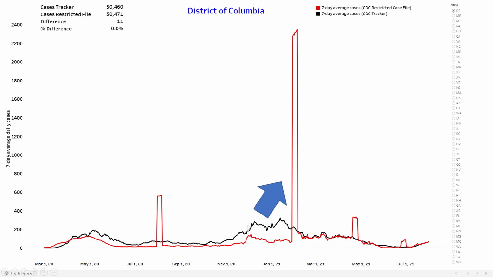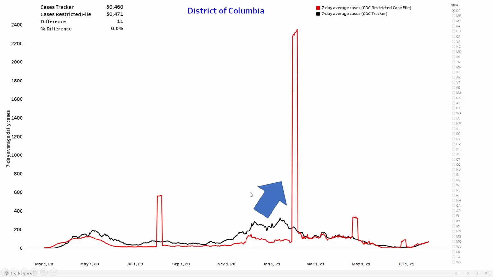For all of these graphs, the black line is going to be what we see on the tracker when the states are reporting into the CDC every day. This is what people are most familiar with, that black line. The red line is what I've generated based on the CDC restricted case line file.